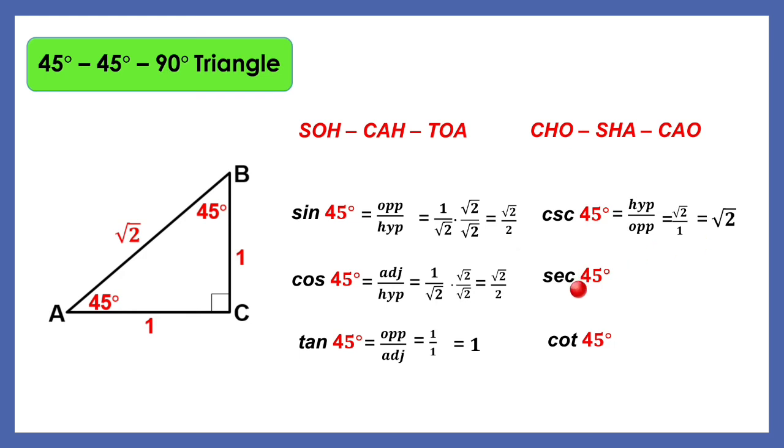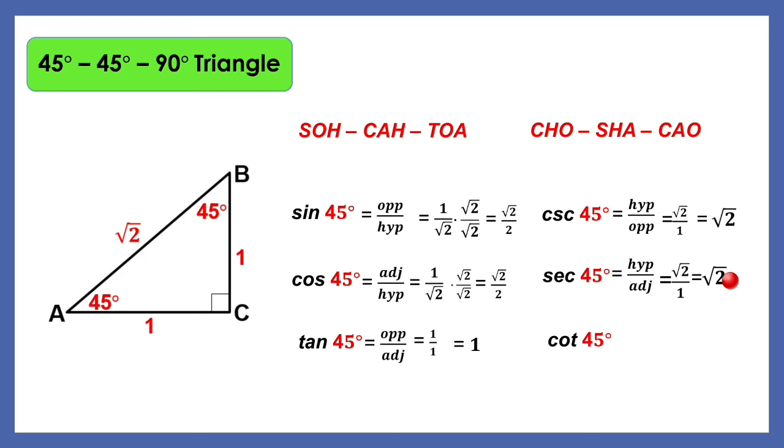Next is secant 45 degrees. Gagamitin natin yung Sha or pwede rin natin kunin yung inverse ng cosine 45. So, that is equal to hypotenuse over adjacent siya. Hypotenuse over adjacent. So, what is the measure of the hypotenuse? That is square root of 2. Adjacent side is 1. We have square root of 2 over 1 or simply square root of 2. Parehas ang value ng ating cosecant 45 degrees at saka secant 45 degrees.